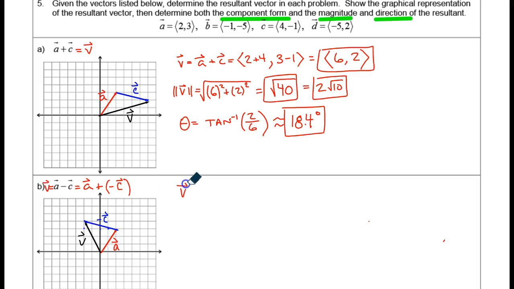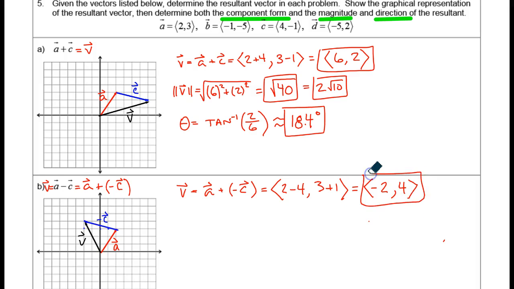So now let's show the math to get the actual horizontal component, the component form, magnitude, and direction. So vector V equals vector A plus the opposite of C, and that's going to be 2 minus 4 and 3 plus 1, which gives me a horizontal component of -2 and a vertical component of +4. And you should be able to see that graphically.